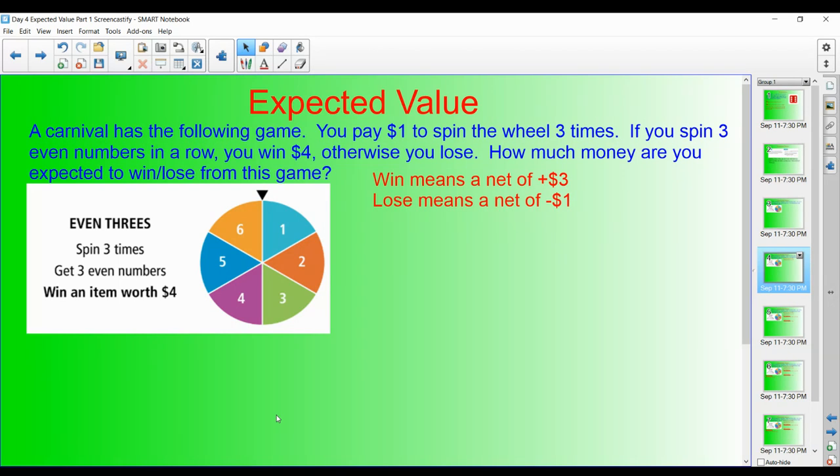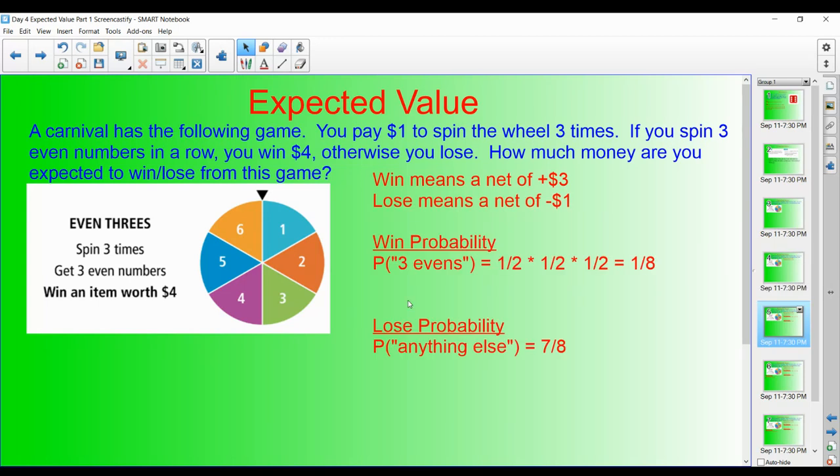Next, I have to figure out the probability of each event. Now, since each one of these trials is independent, the winning I need to figure out is even, even, even. So half for win on the first try, half probability win on the second try, half win on the third try. So the probability of spinning 3 evens in a row is 1 out of 8. Now, in this case, lose is the complement, so it's anything else happens. Could have 2 evens and an odd, or 3 odds, or anything besides 3 evens. It would be 7/8.